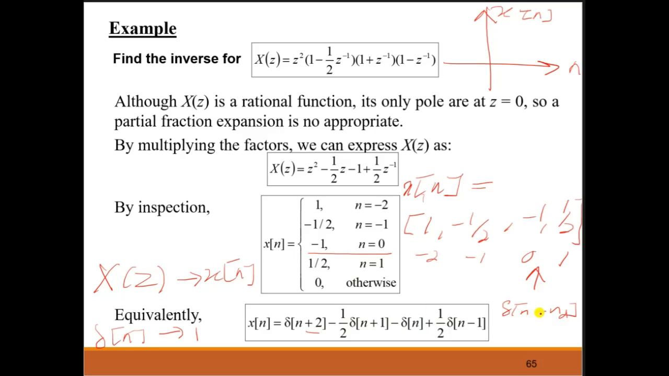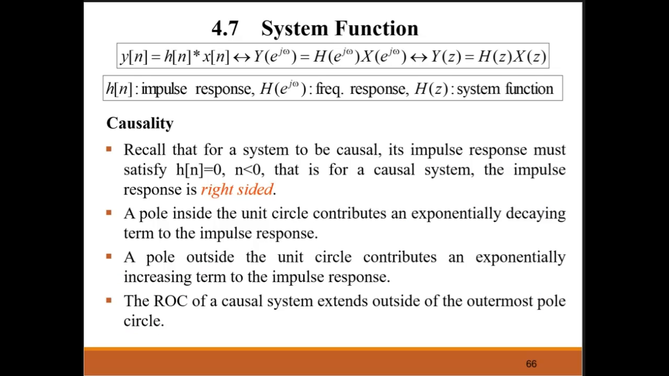Okay, so tak ada delay, so delta n saja. Then you have this part, this one adalah tambah 1/2. Okay, so delta n minus 1 sebab dia delay 1. Alright, so this one is clear. Now, we look at the system function ataupun transfer function.